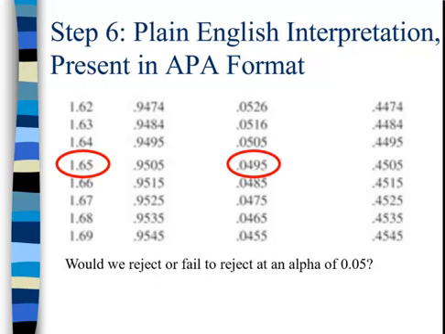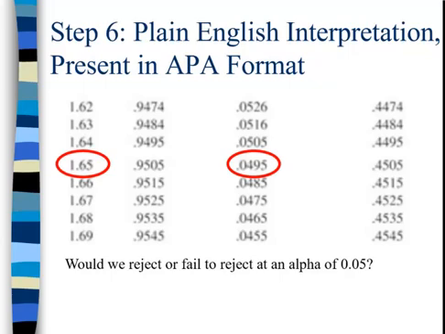Would we reject or fail to reject at an alpha of 0.05? Well, remember, our original z-score was negative 1.66. That's less than our new critical value at an alpha of 0.05 of negative 1.65. So we would reject the null hypothesis. So for the same exact scenario that we ran for our RADS test, we would fail to reject the null if we had the criteria set so conservatively at an alpha of 0.001. However, we would reject the null if we had set our alpha at a more conventional level of 0.05.